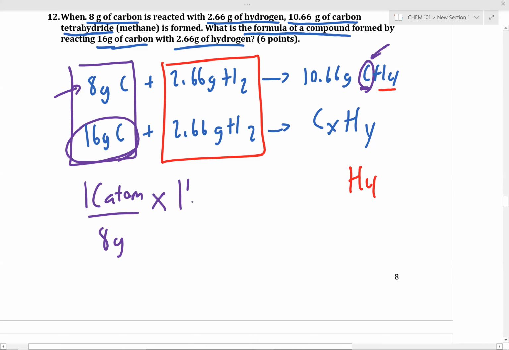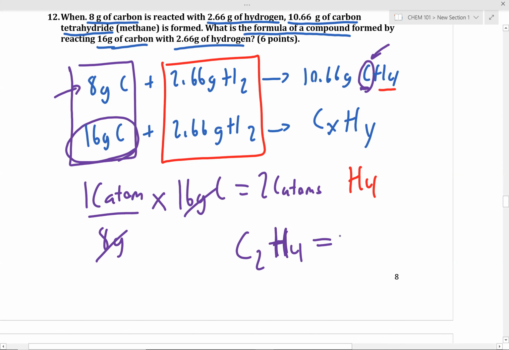16. So then that in turn cancels out and we get 2 carbon atoms. So then we'd predict a formula of C2H4. Although technically this method is only capable of giving you the empirical formula, so it's certainly acceptable if you wrote CH2 as an answer.